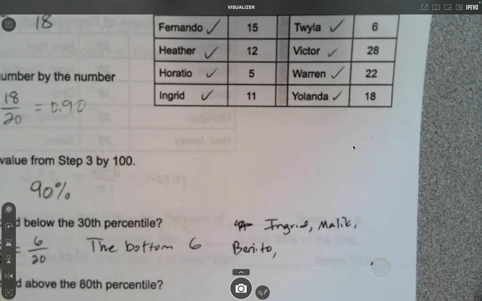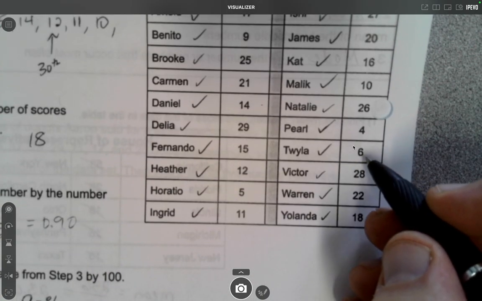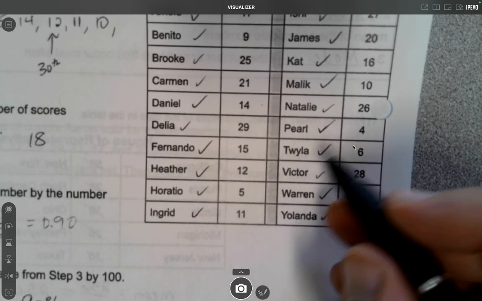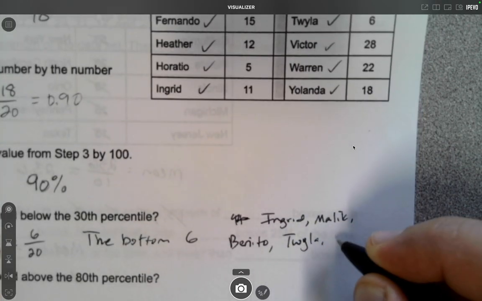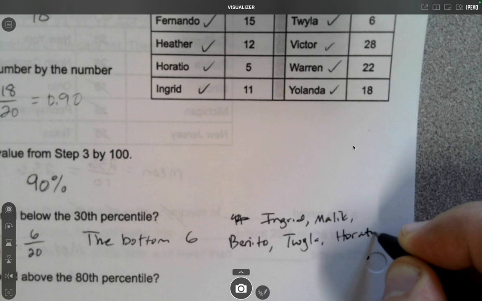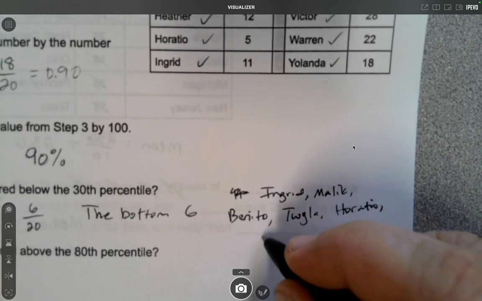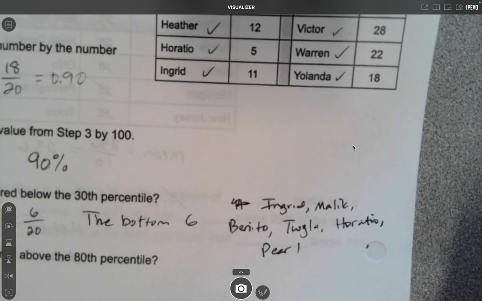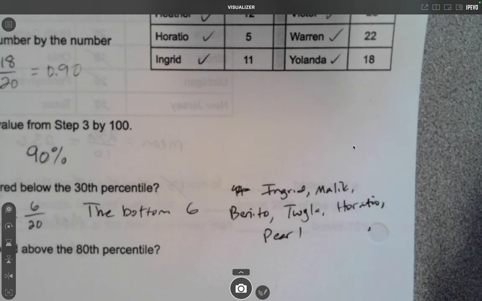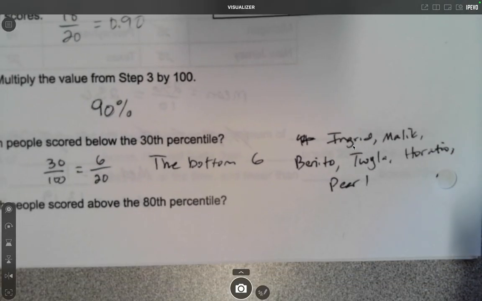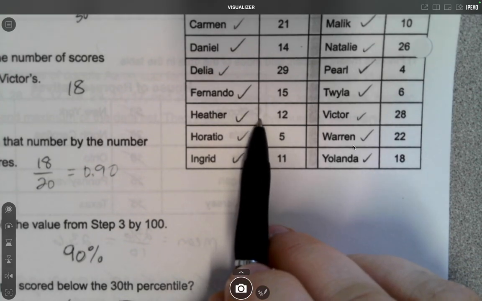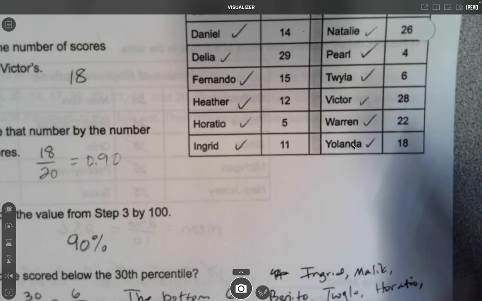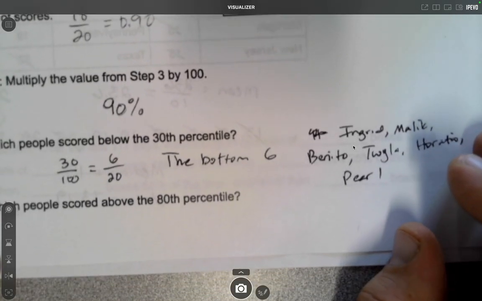Let's see, we don't have an 8, so 6, 5, 4. So Twyla, Horatio, and Pearl. So these people scored below the 30th percentile, because Heather, who scored 12, was the 30th percentile. So everyone who scored lower than her is below the 30th percentile.